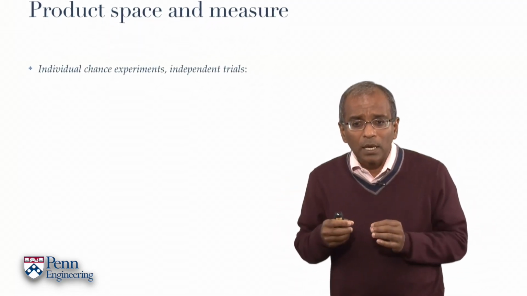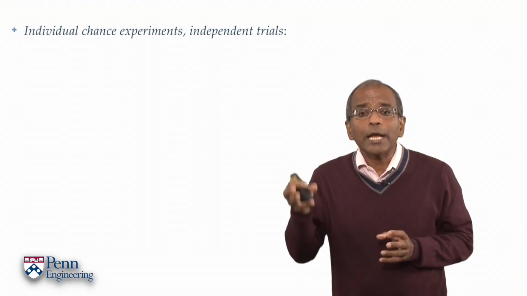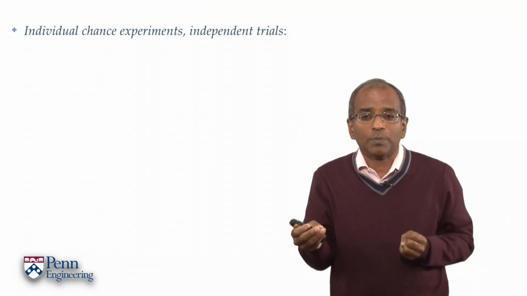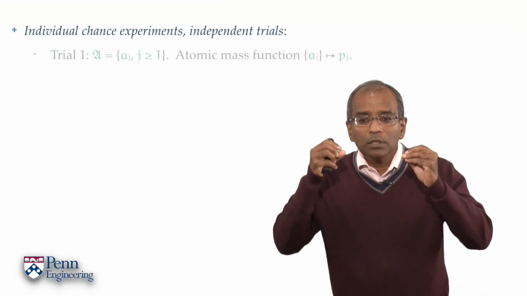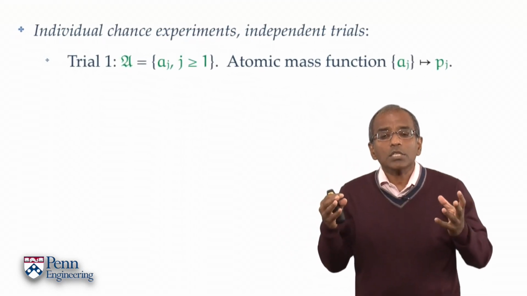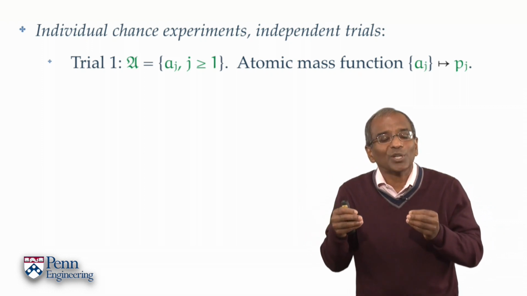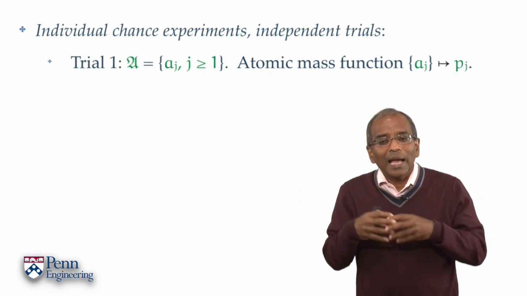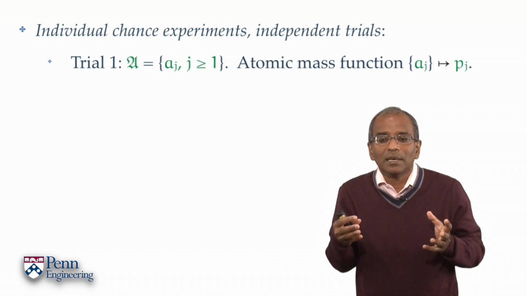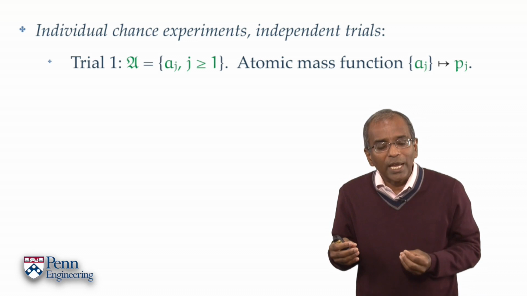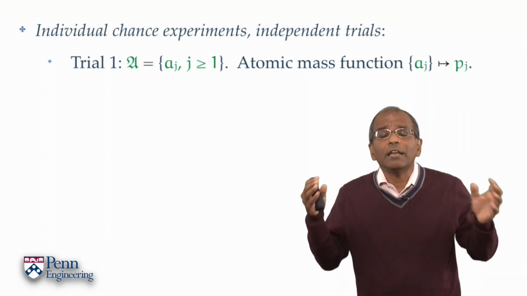So let's begin with a consideration of a compound experiment broken up into two individual chance experiments, two independent trials. The first trial results in a space of possible results. We'll call it Gothic A. And Gothic A is a set of possibilities, which I shall denote A sub j, j running over a finite or possibly a countably infinite range.